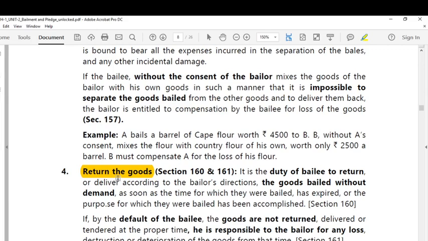The next duty of a bailee is to return the goods. Once the goods are delivered by the bailor to the bailee for a particular purpose or for a particular period, once the purpose or the period is over, it is the duty of the bailee to return the goods. It is the duty of the bailee to return or deliver, according to the bailor's directions, the goods bailed without demand, as soon as the time for which they were bailed has expired, or the purpose for which they were bailed has been accomplished.